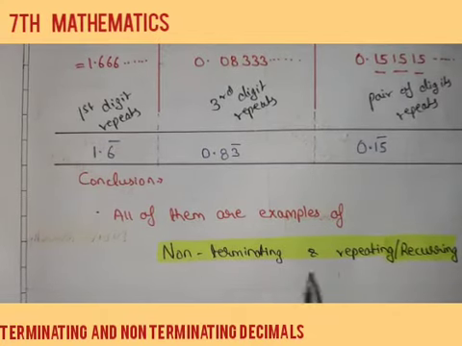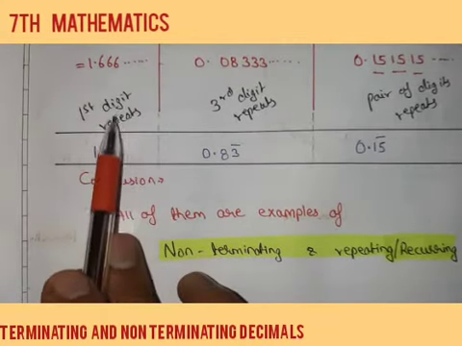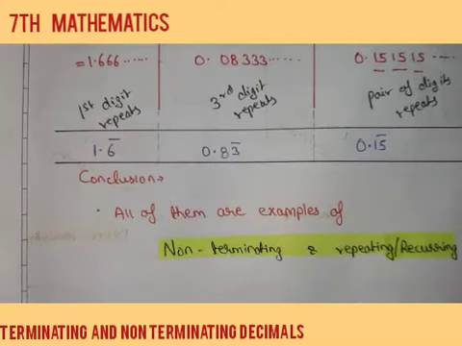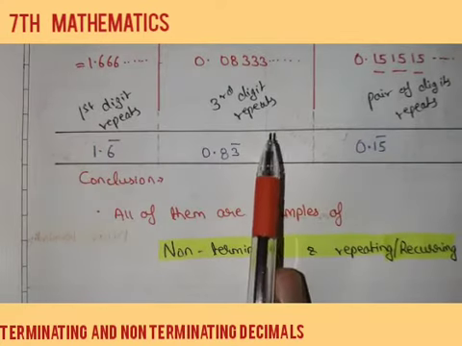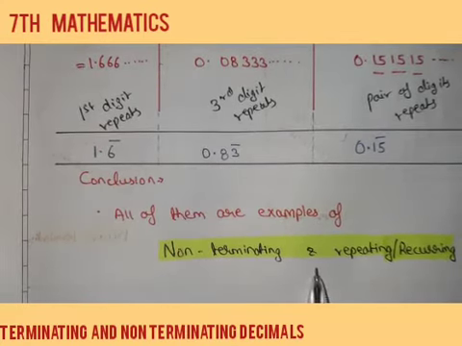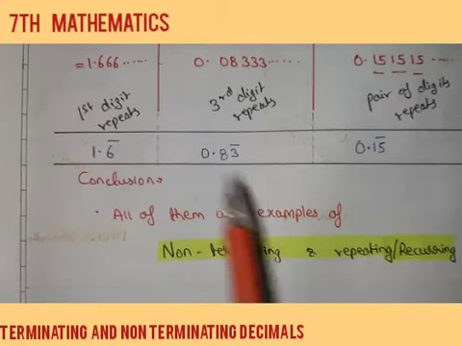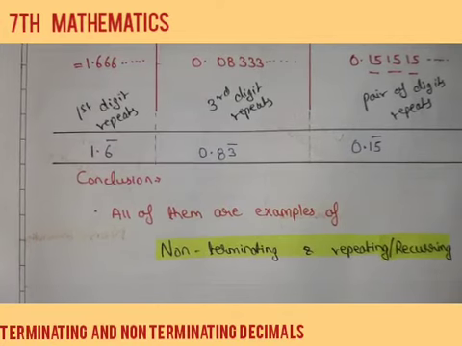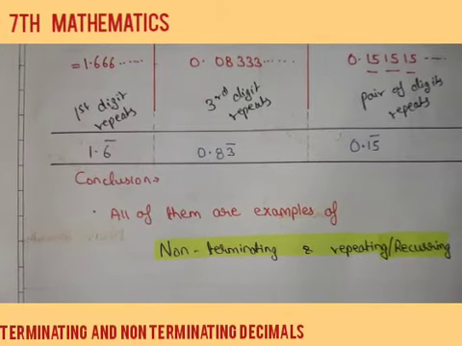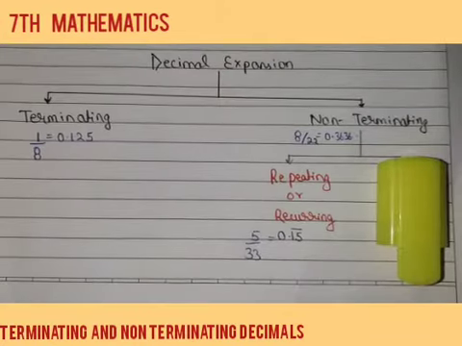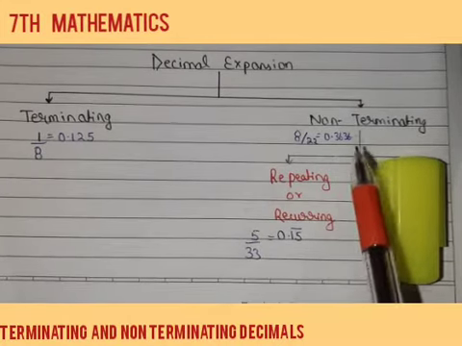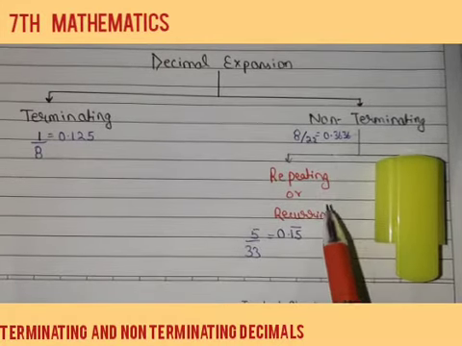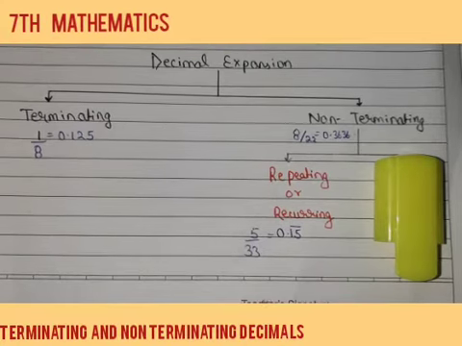Once again, why non-terminating? Because the division is not coming to an end, that is why it is non-terminating. And why non-terminating and repeating? Because the digits are getting repeated. That means under the classification of non-terminating, we can say that it is of one more type, that is repeating or recurring.